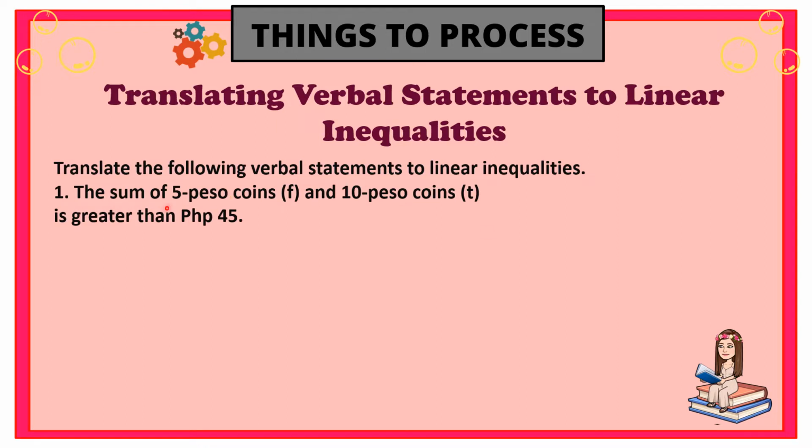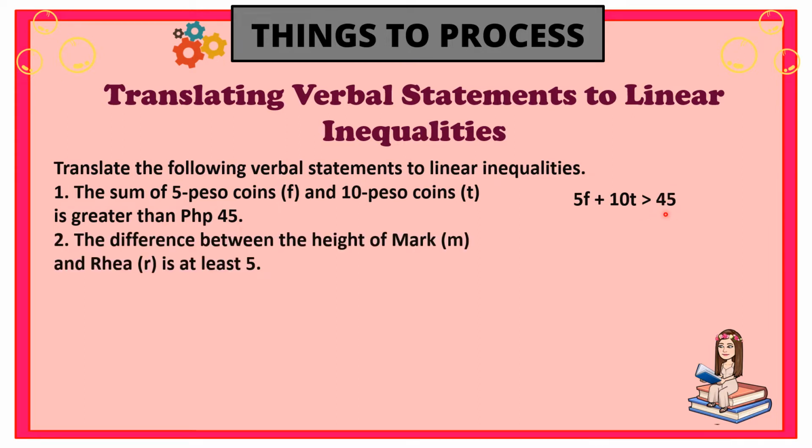First, the sum of 5 peso coins F and 10 peso coins T is greater than 45 pesos. So in this given, we are dealing with the amount. Kaya mahalaga kung magkano yung amount. So let's say F yung bilang ng 5 piso at T yung bilang ng 10 piso. So if we write the equation, ang sabi ay sum. Kaya ang ating inequality magiging plus. Then 5 pesos times kung ilang 5 piso yan, plus 10 pesos times kung ilang 10 piso yan, is greater than. Kaya greater than 45.